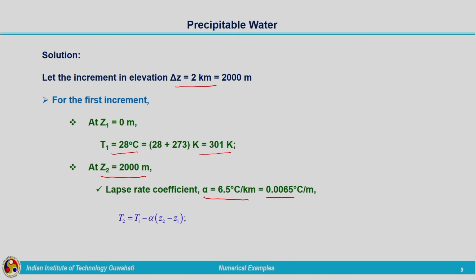So, T2 can be calculated by using the lapse rate equation. T2 is equal to T1 minus alpha times Z2 minus Z1. So, we will substitute the corresponding values here. T2 is equal to 28 minus 0.0065 multiplied by 2000. So, it will be coming out to be 15 degrees Celsius, and that value in Kelvin is 288 Kelvin. So, we got the temperature, ground level values are given to us, and temperature at a level of 2000 meters we have calculated.